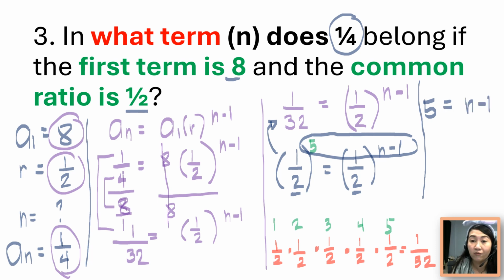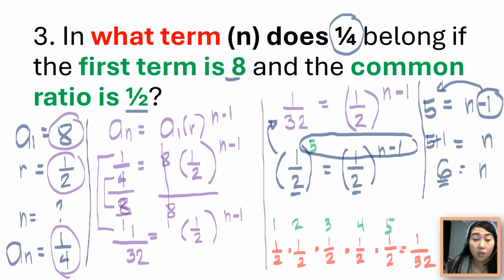So how are you going to solve for n? So we can transpose it to the other side of the equation. So we have n, 5 plus 1. So n is equal to 6. Ibig sabihin, yung ating pong number na 1/4 is in the 6th term.